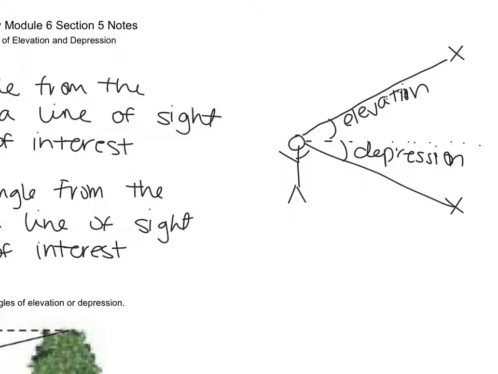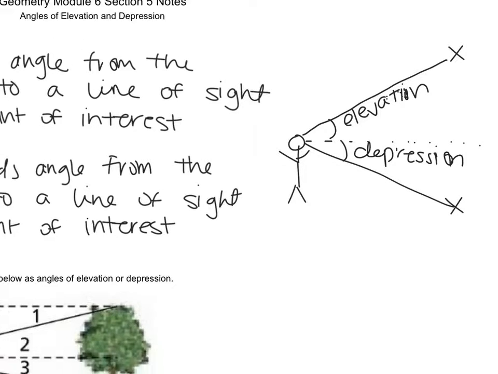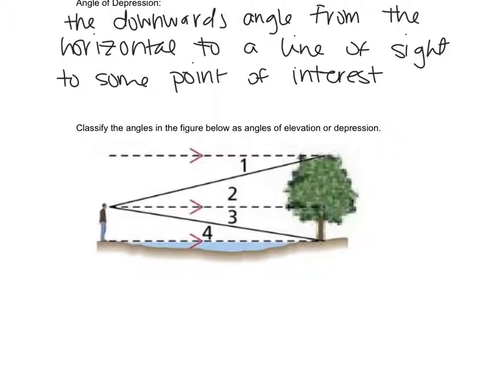So let's go ahead and classify some angles as either angles of elevation or depression. So the first angle here, we're at the top of a tree, and then the horizontal is going straight across, and then our angle is going down to a person. So angle 1 is an angle of depression.